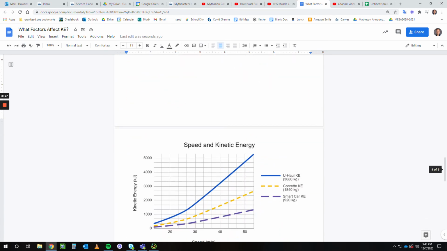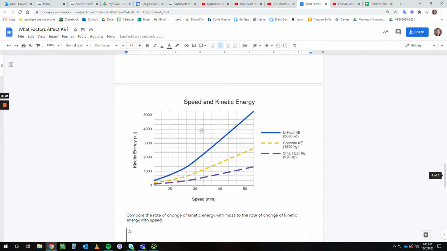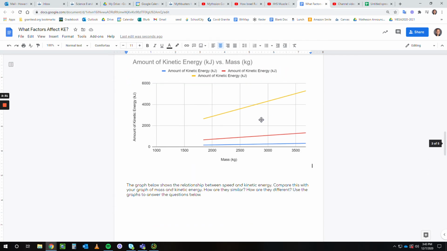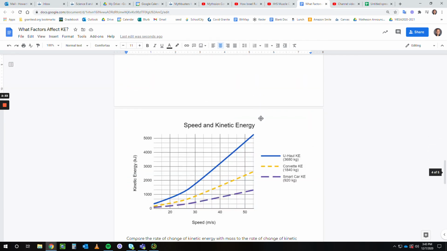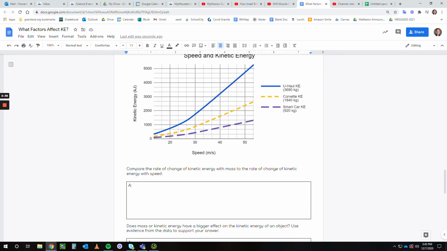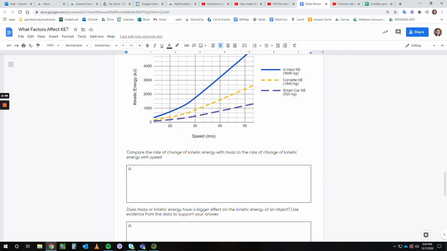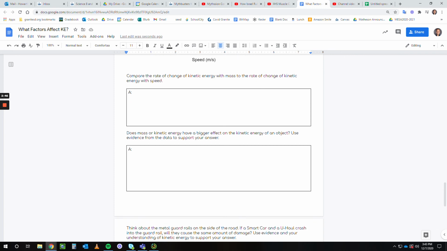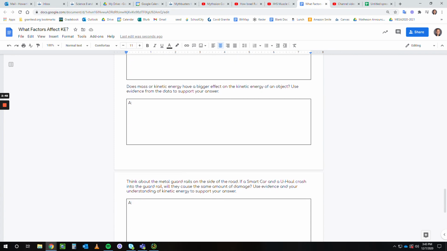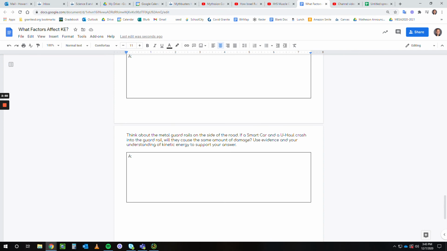Now, below that, I show you a graph that does speed and kinetic energy. So this one was mass right here. We're now going to connect speed and kinetic energy. So you're going to look at speed and kinetic energy. So you're going to look at the rate of change of kinetic energy related to the speed. You're going to go through and answer these questions. Remember that speed is so important. Go ahead and answer the rest of these questions and turn it in.